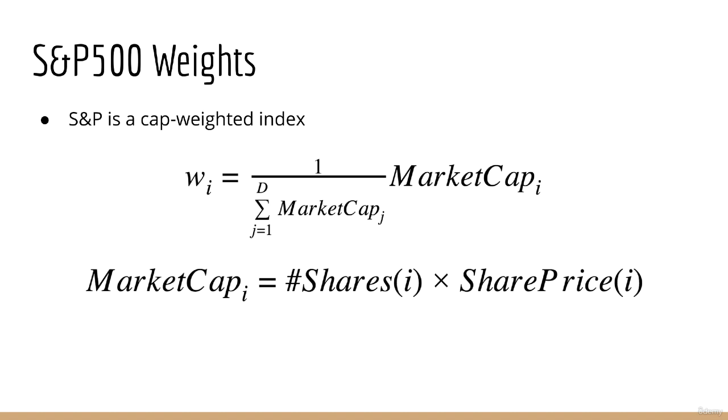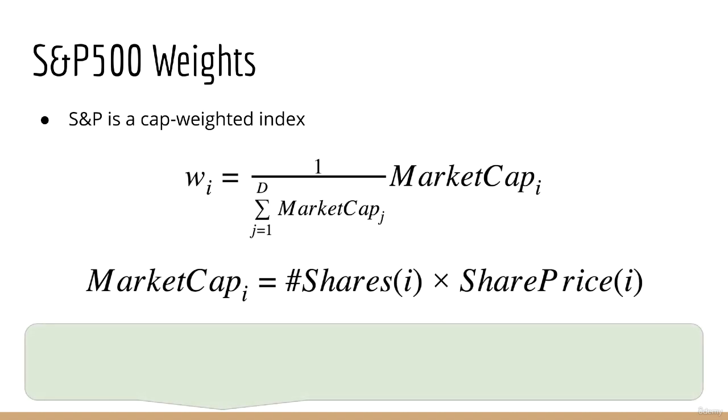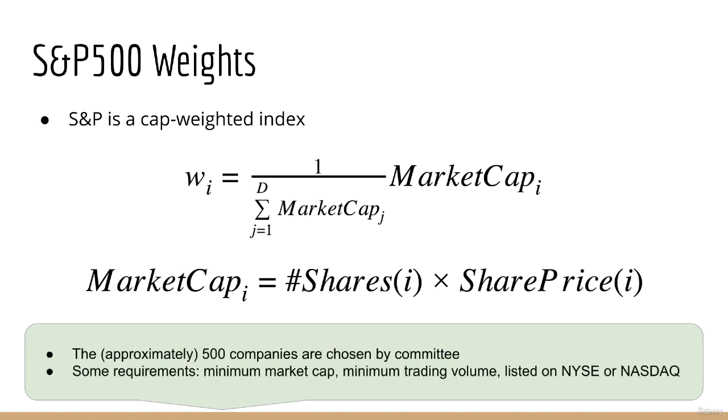Another question you might have is, how are the 500 companies in the S&P 500 chosen in the first place? In fact, these companies are selected by a committee, that is, by people. They have several requirements, such as a minimum market cap, minimum trading volume, and that the company must be listed on the New York Stock Exchange or NASDAQ.